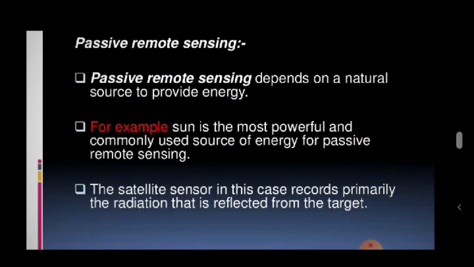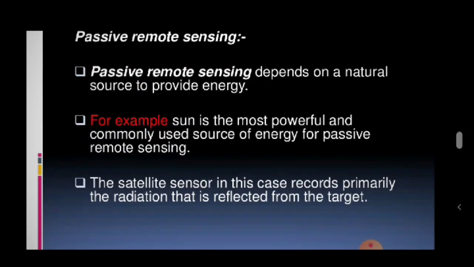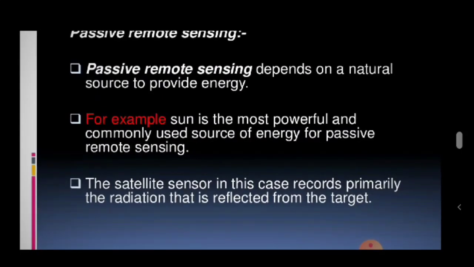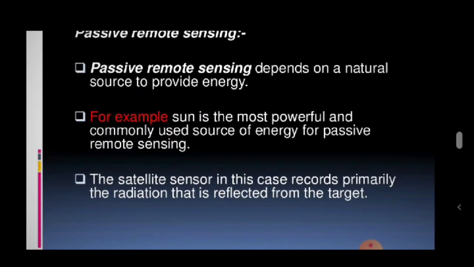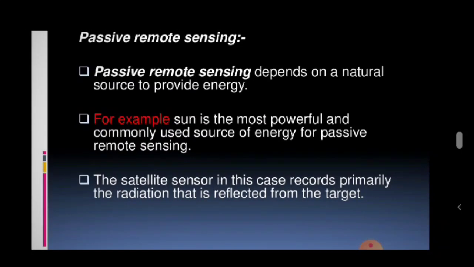Passive sensors, of course, detect reflected or emitted electromagnetic radiation from natural sources. Simply, you can say that. Also, this depends on an external source of energy, which is natural. It has to be natural, otherwise we can't call it passive. And another thing is that this sensor records primarily the radiation that's reflected from the target.